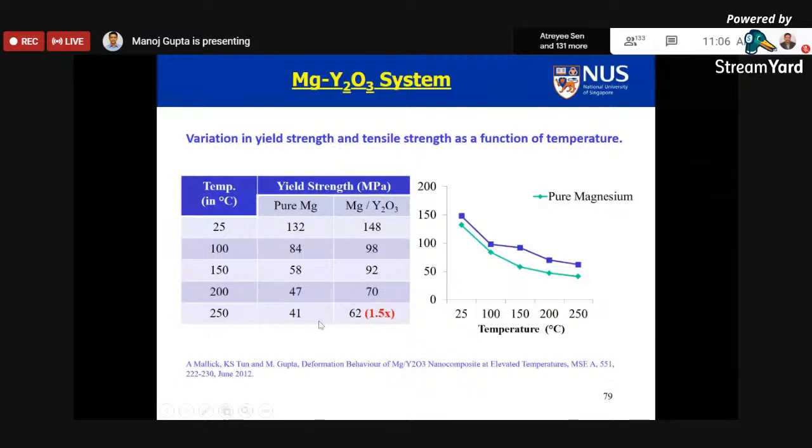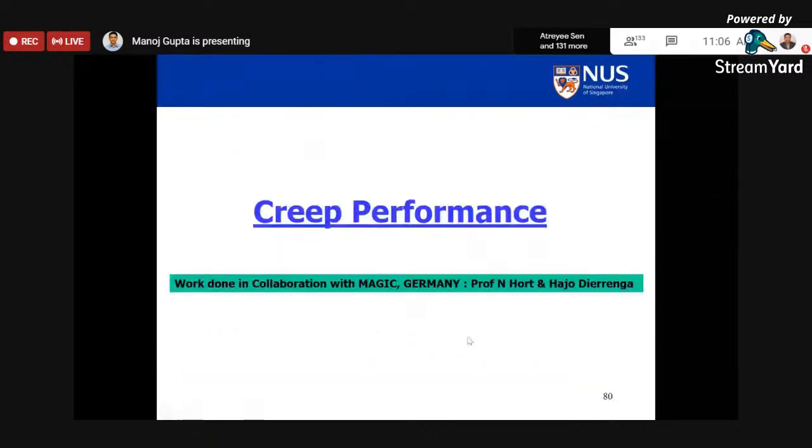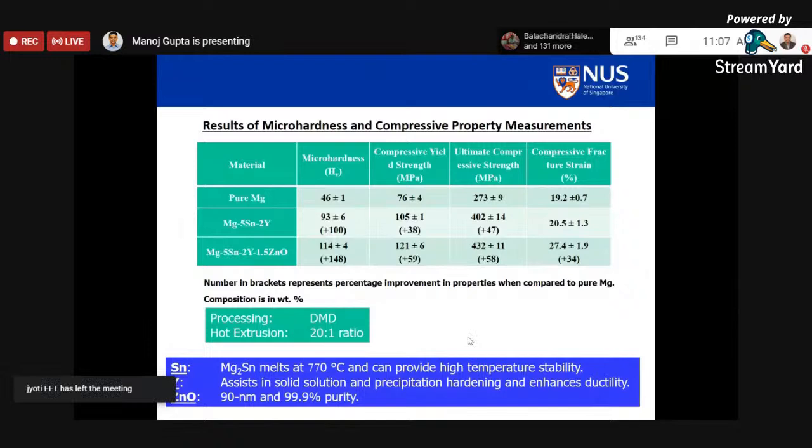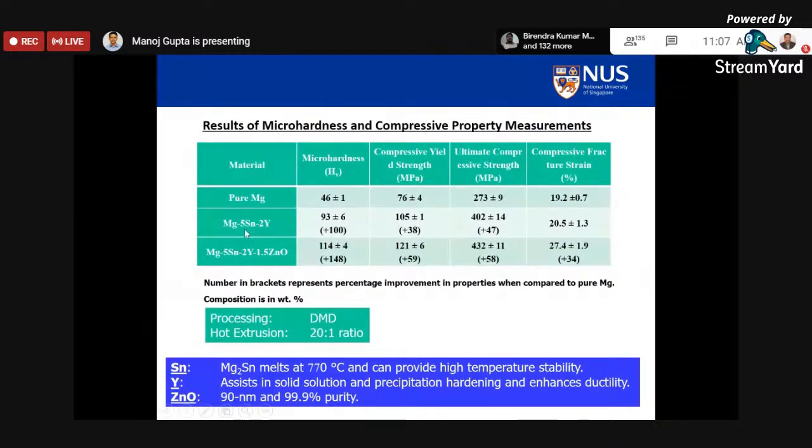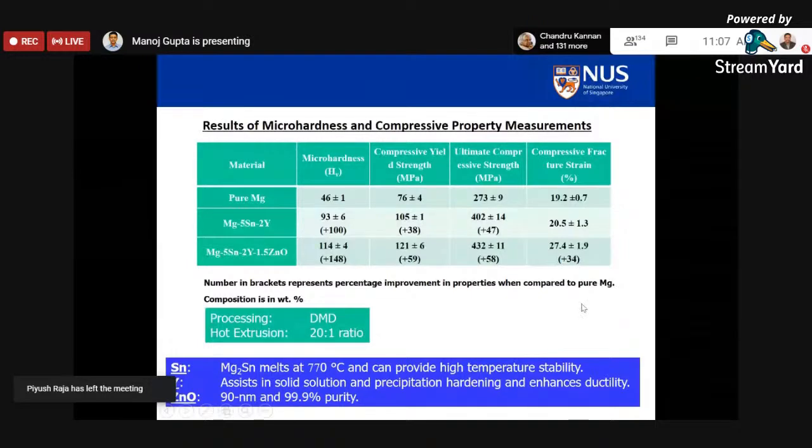Now, similarly, the creep performance is very important. That means if you have a constant load and high temperature, how your material is going to work. And this work we did in collaboration with Magic Germany, Magnesium Innovation Center. And we gave them this alloy in which we put tin and yttrium. And as usual, we found that by alloying, you increase the hardness, you increase the compressive yield strength, and fracture strength remains similar. And the magic happens when you put zinc oxide. You have a 148% increase in the hardness, 59% increase in the yield strength and UCS, and your ductility jumps to 27% now, which is about a 34% increase.